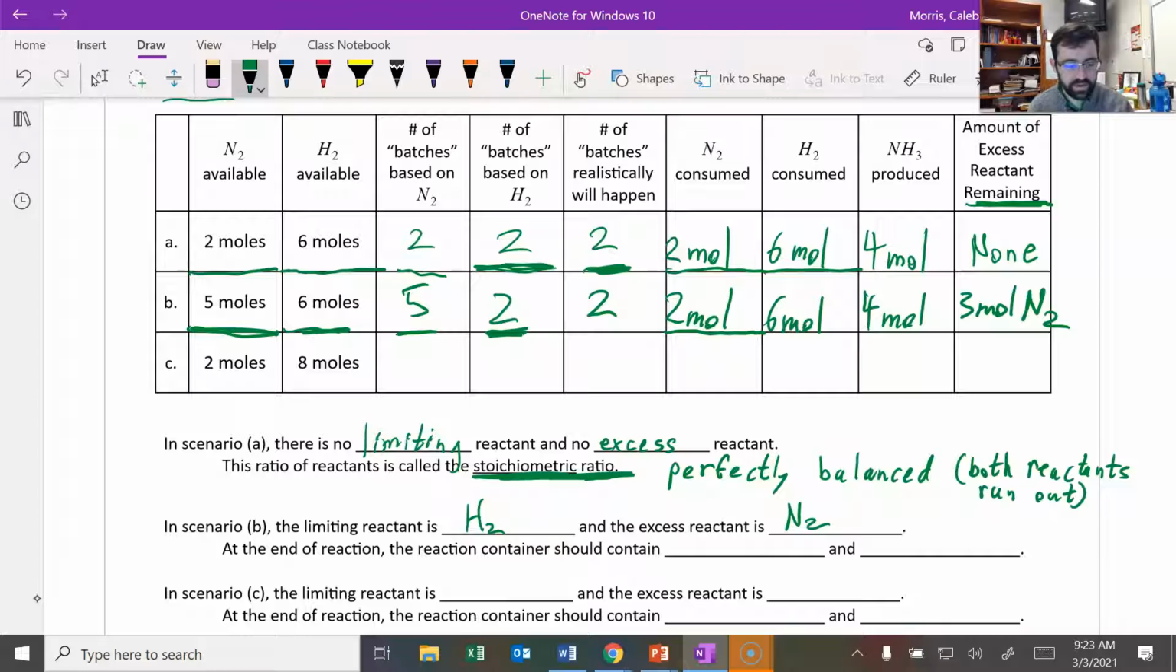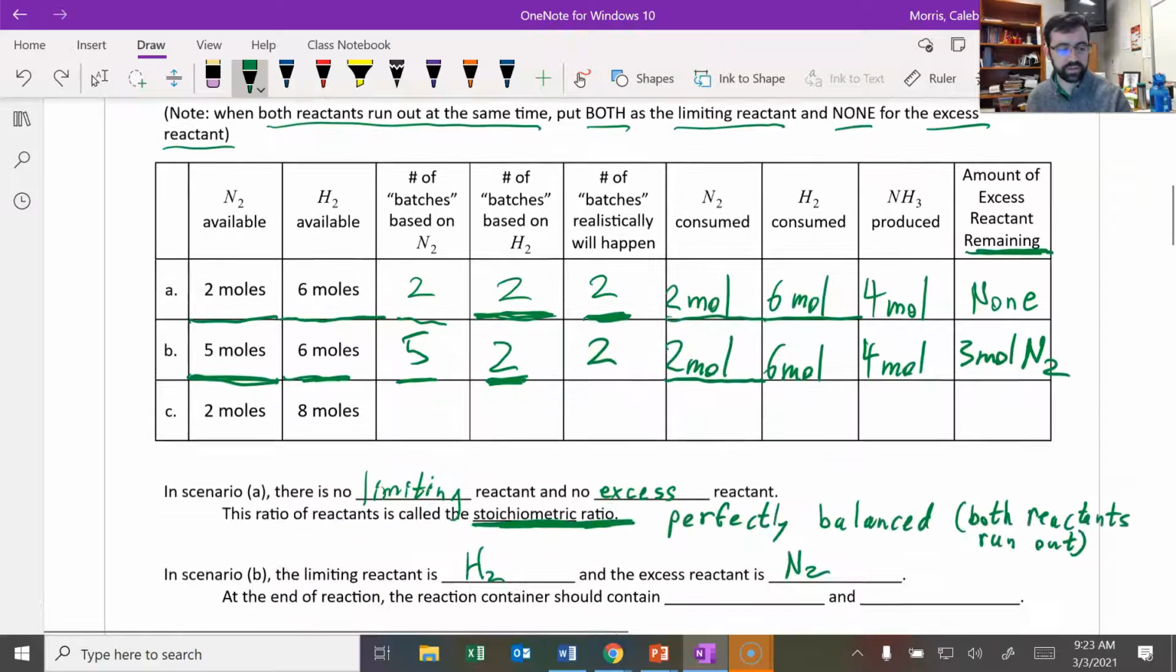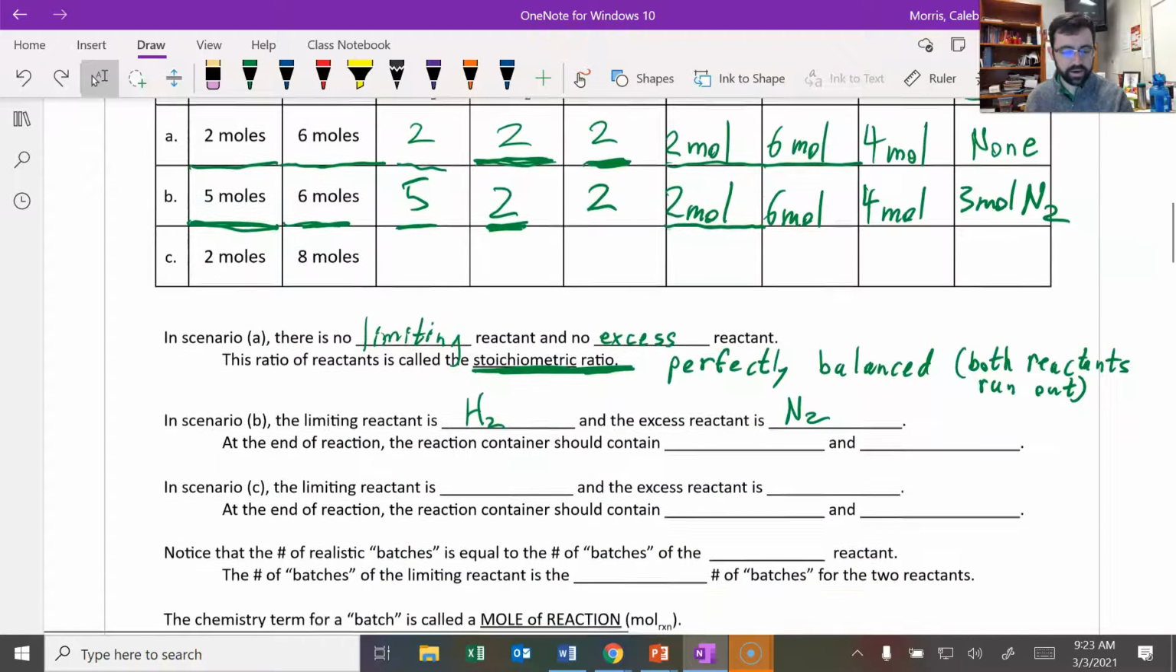At the end of the reaction, the container should contain what? Now this is the part where you do a little bit of thinking. After this reaction has happened, I should be making product, right? My limiting reactant is all used up, but excess means it's left over. So what I should have in the reaction vessel, after the reaction has occurred, is product and excess. Our product is NH3. Our excess reactant was N2, so I should have NH3 and N2.